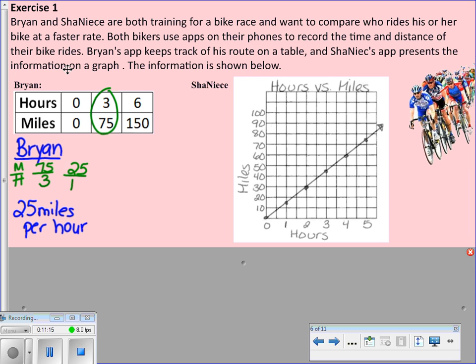All right, what about Miss Shanice? What does she do miles per hour? This is a graph. What can we do on our graph to find her unit rate of miles per hour?